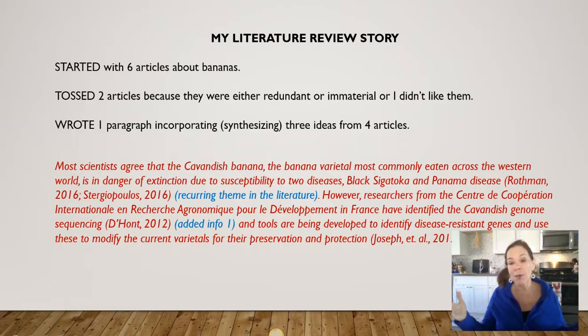So there's a lot more that I read, but I'm not writing you a whole article. I'm just writing you my literature review. From the 4 articles, I learned 3 things. 1, the banana variety that we eat is susceptible to extinction. 2, somebody found the genome sequencing. And 3, somebody else is learning how to use that genome sequencing in order to protect the bananas that we like. Okay, I got 3 ideas out of 4 articles, and I turned them into 1 paragraph.